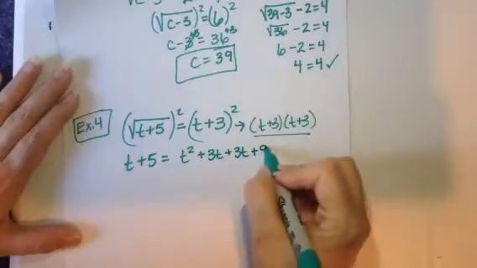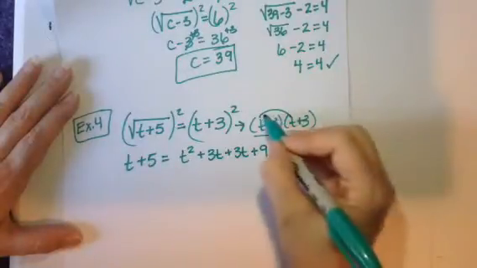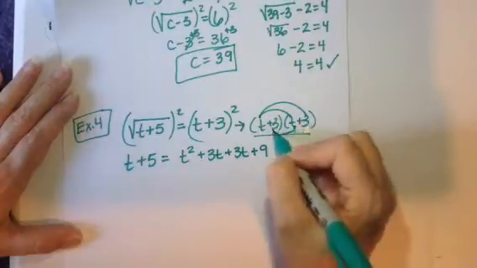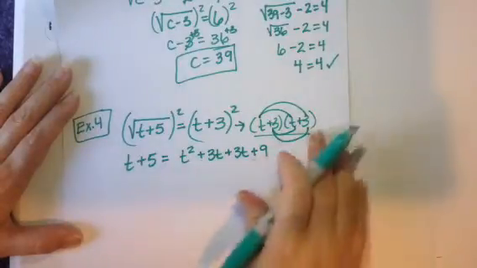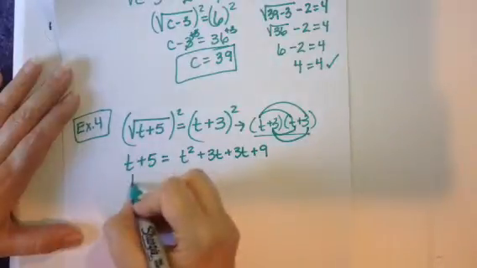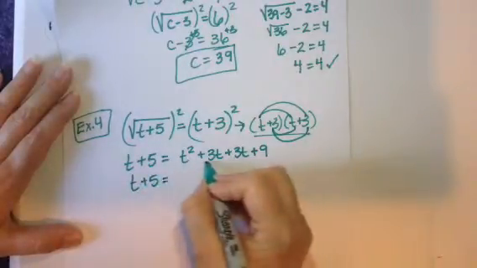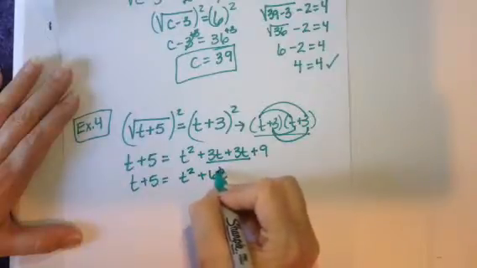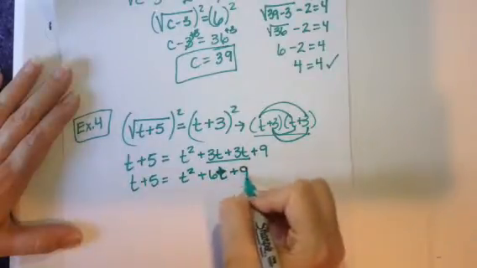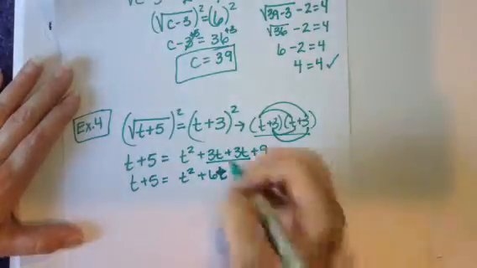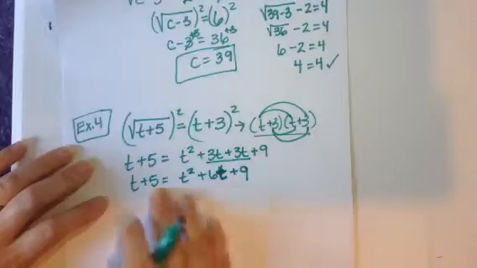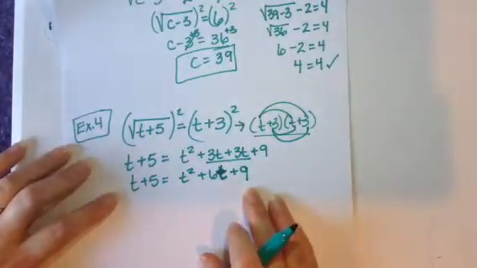First, outer, inner, last. T times t, t times 3t, t times 3, then 3 times t, and then 3 times 3, which is 9. All right, combining middle terms here that are alike, I get this quadratic as my simplified form.